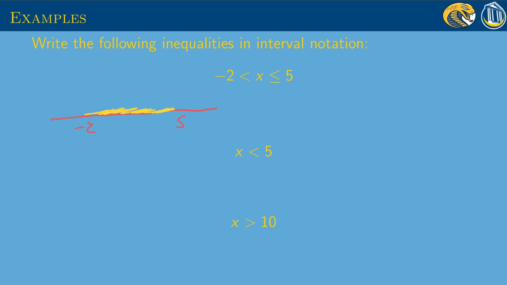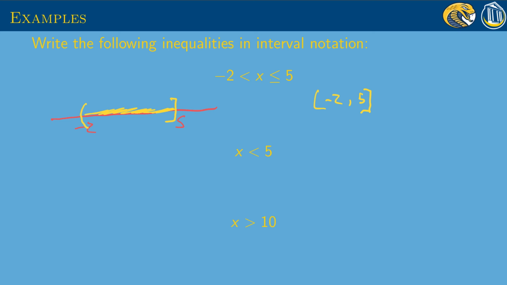To write this in interval notation, we know that minus 2 is not part of the interval since minus 2 is less than x, or equivalently, x is greater than minus 2. So that gets a round parentheses. But x is less than or equal to 5. 5 is in our interval, so we use a square bracket. If we were to write this in interval notation then, we would write minus 2, 5, and only the 5 as a square bracket.